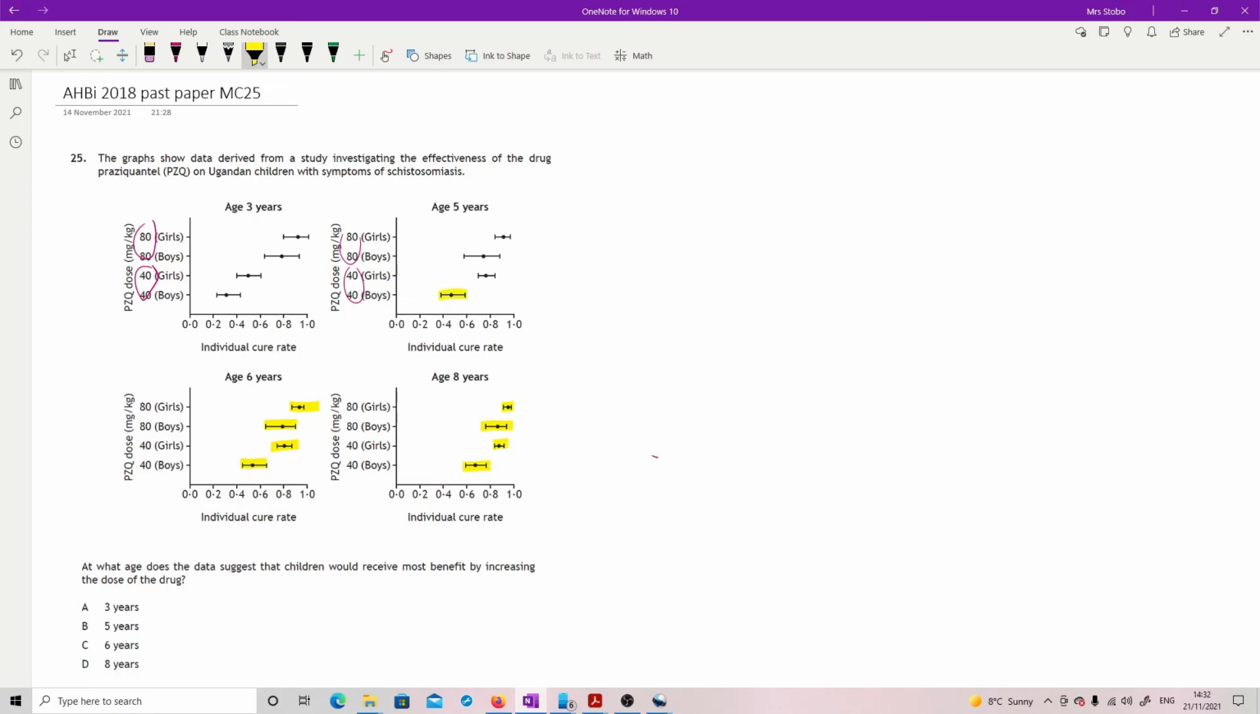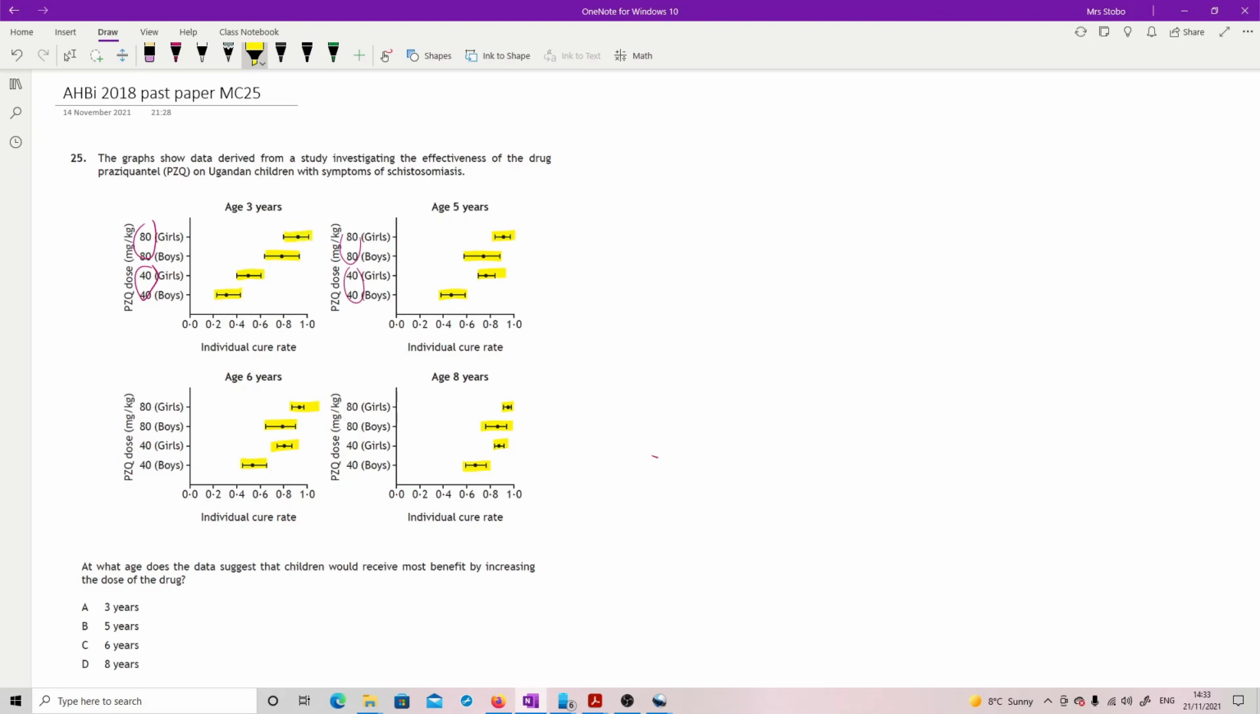At 5 years, here's your boys and there's the girls. Again, there's an overlap in the boys. I think a tiny overlap in the girls and pretty decent kind of cure rate even at the low dose. It's the 40 in the boys is maybe worrying at the 5. But when we go down to 3, here are the boys. And then here are the boys if you up the dose to 80. Now that is a significant improvement. And here's the girls and we see the same.